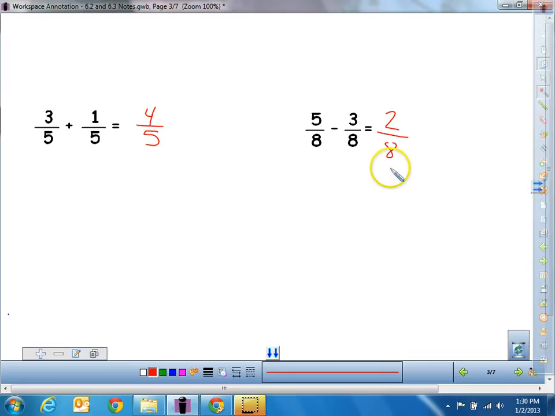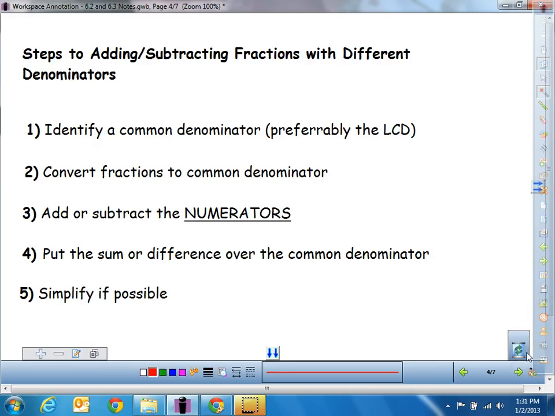I hope you recognize that this is not simplified. We need to simplify it. We need to put it in its lowest terms. So 2 and 8, I can divide a 2 out of both of those. So both top and bottom, I'm going to divide by 2. And when I do that, my lowest term, 2 divided by 2 is 1. 8 divided by 2 is 4. 1/4 would actually be the perfect answer for 5/8 minus 3/8. Good job.